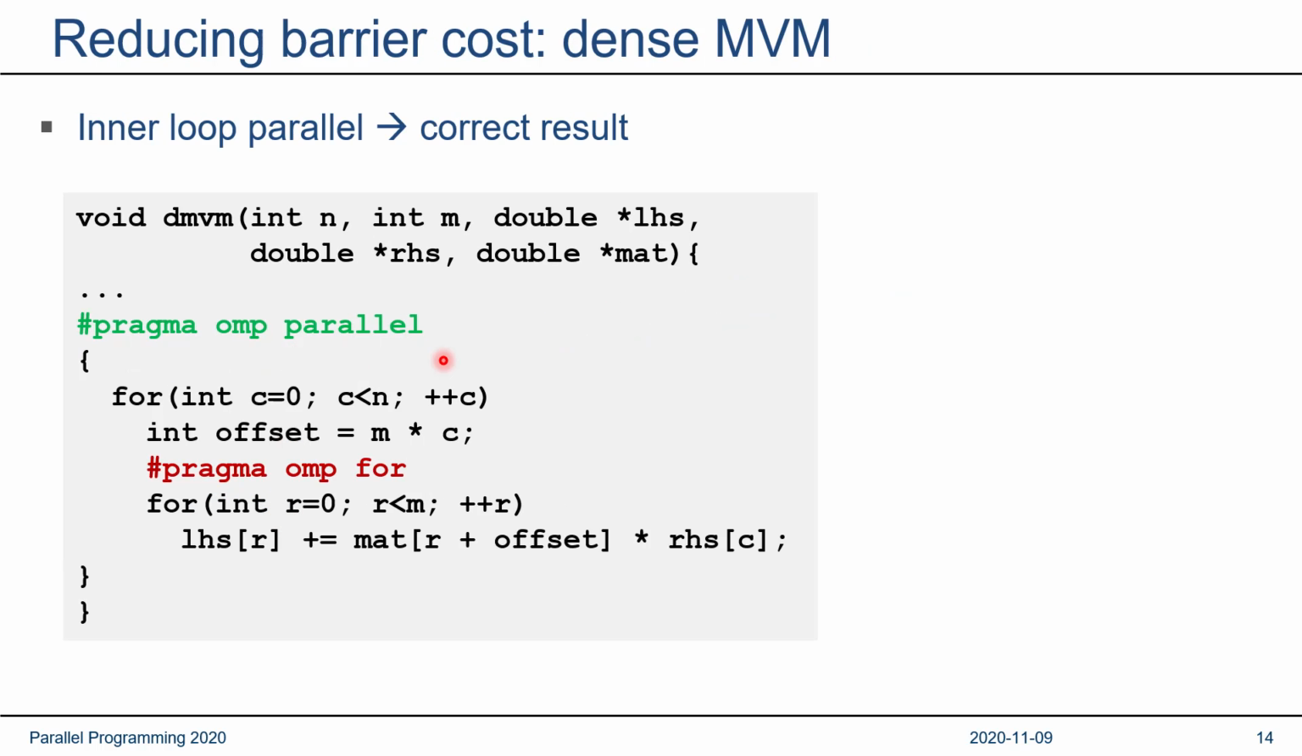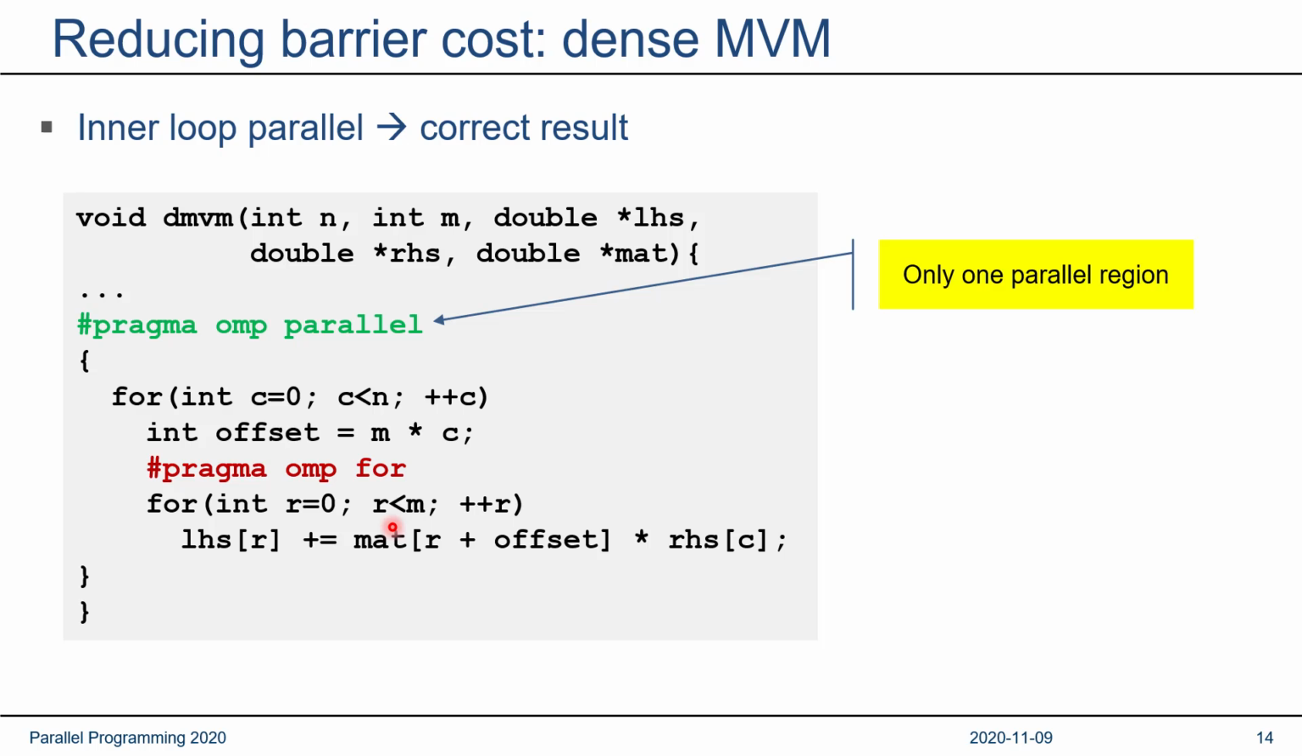One way to make it right is to parallelize not the outer loop, but the inner loop. The outer loop is subject to the parallel construct, so it's traversed by every thread completely from 0 to n-1. The inner loop is actually work shared. Now, since the loop index is r and the left-hand side vector also depends on r, there's no privatization necessary here, so everything is fine. The race condition is gone.